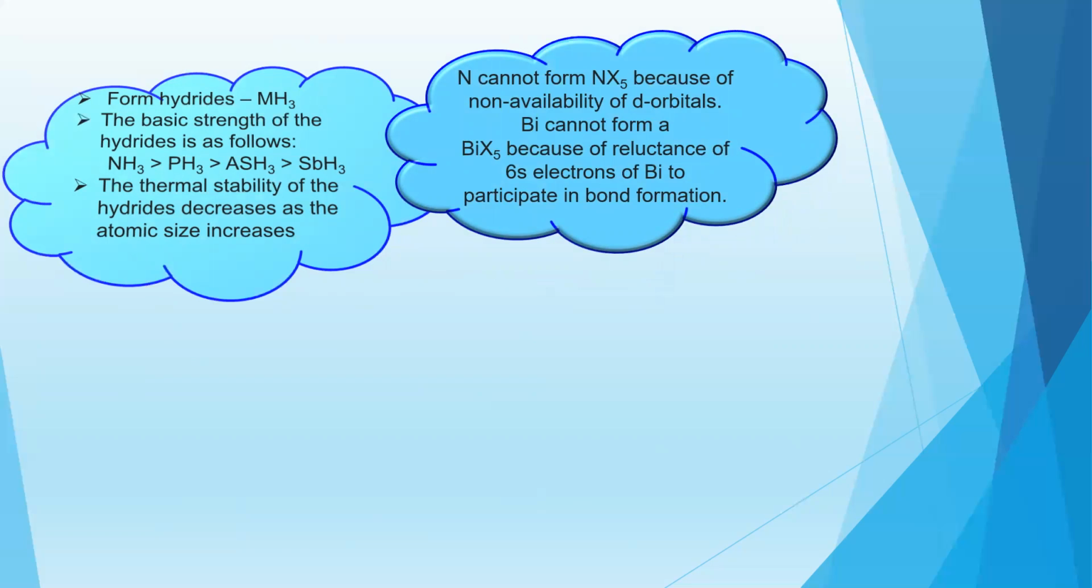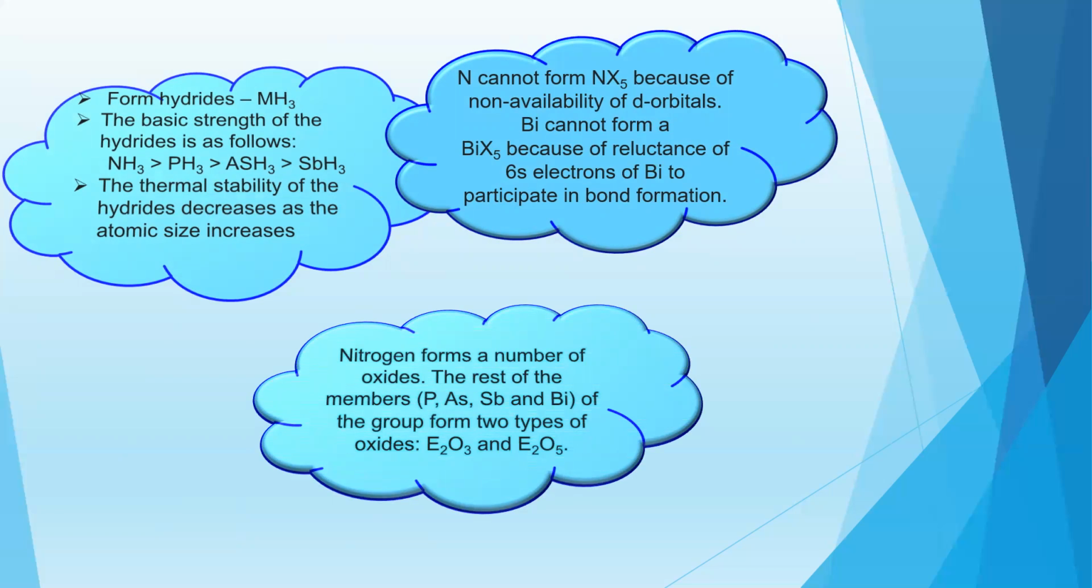Nitrogen cannot form NX5 because of non-availability of d orbitals, whereas bismuth cannot form BiX5 because of the reluctance of 6s electrons of Bi to participate in bond formation. The rest, like phosphorus, can also form PX5. We have seen the example PCl5.